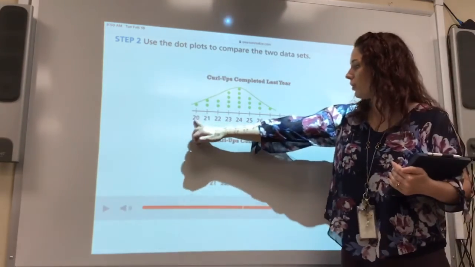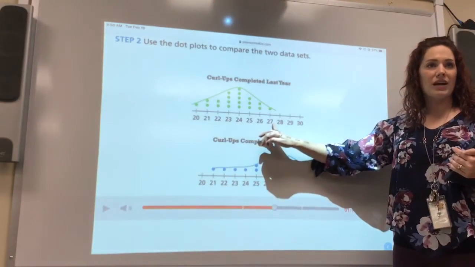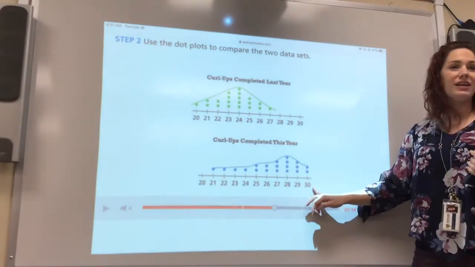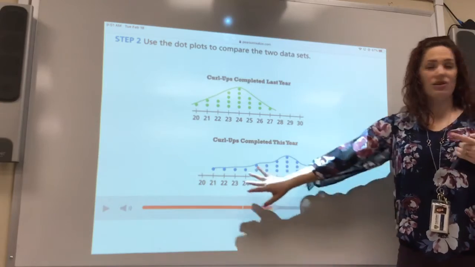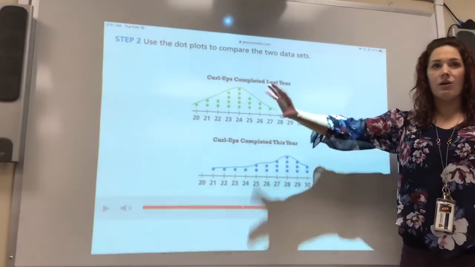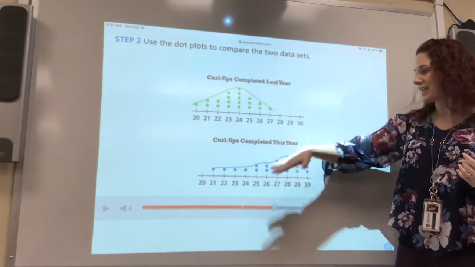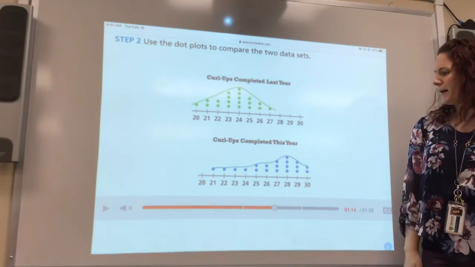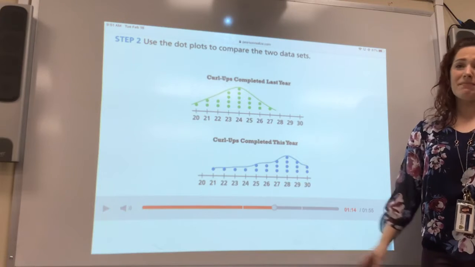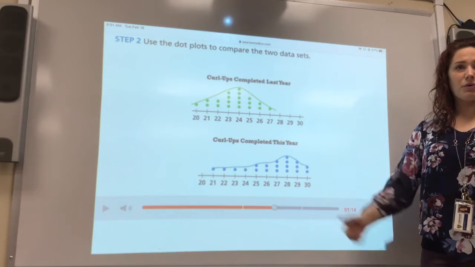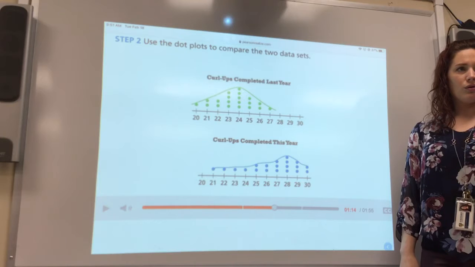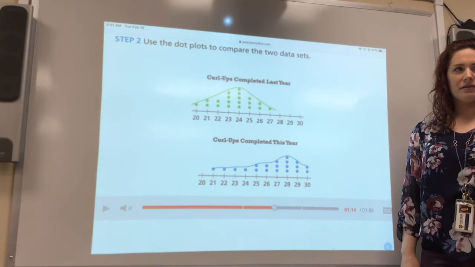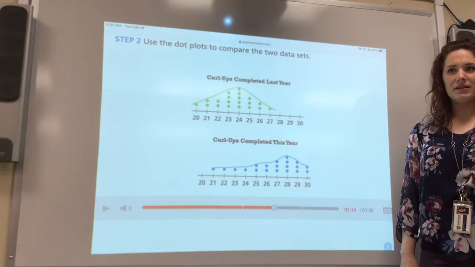And it goes from 20 to 27, which is a range of 7. This one goes from 21 to 30, which is 9. So this data is much more spread out than this one is. That's kind of that bumpy feature to it, is the data is spread out. Since this data is so spread out, what does it mean about how kids improved or didn't improve, perhaps?